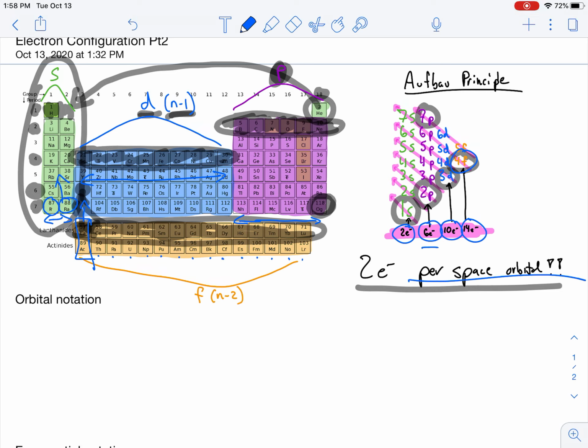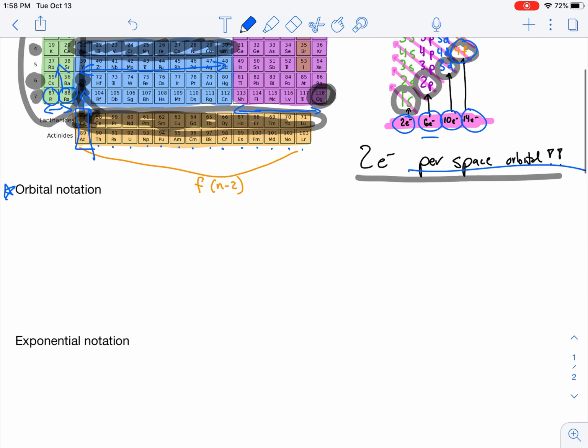But those are the 7 different orientations filling up 14 electrons for F block. That's a lot of information. I'm happy to explain that more. But for right now, let's jump into how we actually show orbital notation or electron configuration.